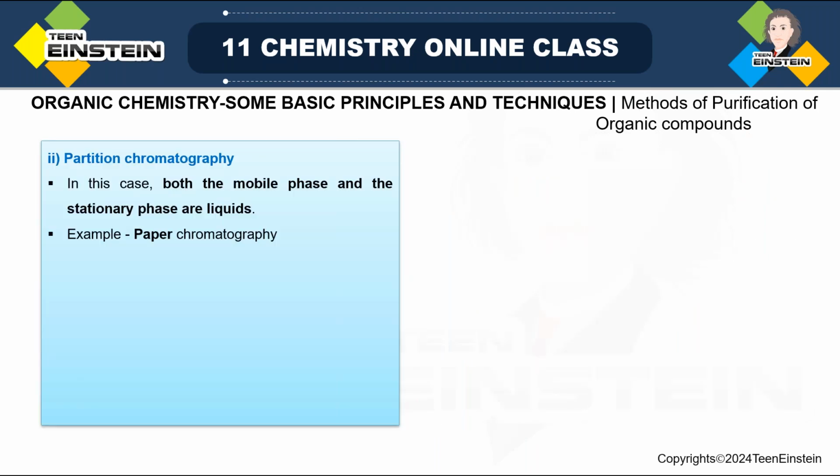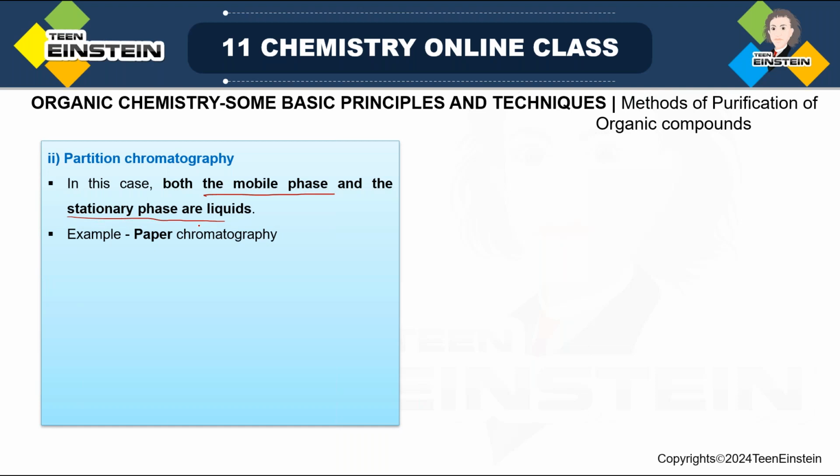Now partition chromatography. We have already covered adsorption chromatography, under which we have seen column chromatography and thin layer chromatography. Now for partition chromatography, the main difference with adsorption chromatography is that in this case both the mobile phase as well as the stationary phase are liquids. In adsorption chromatography, you have seen that the stationary phase is solid, which is basically the solid adsorbent, silica gel, it may be alumina, and the mobile phase is liquid. But now, when it is partition chromatography, both the phases are liquid. That is the difference with adsorption chromatography.